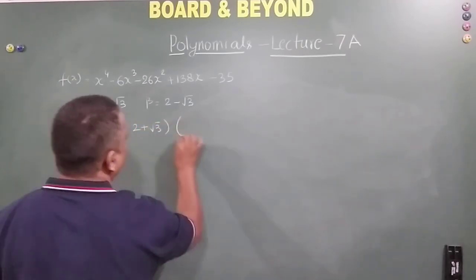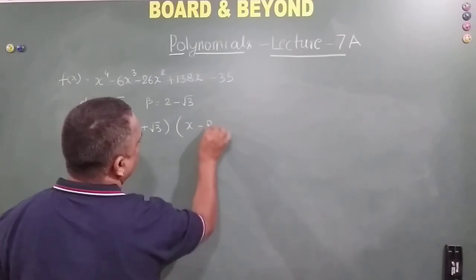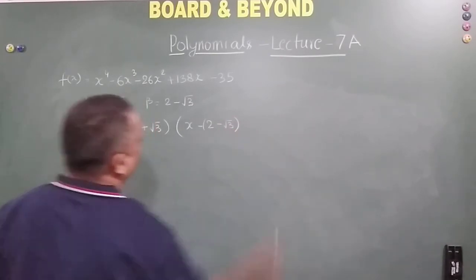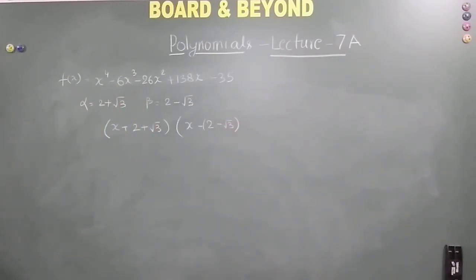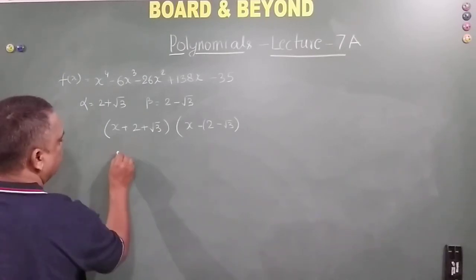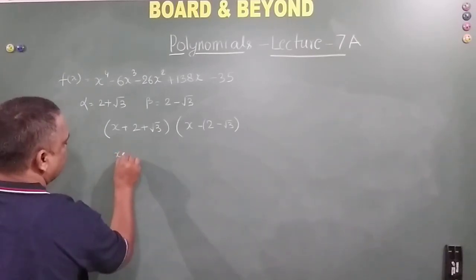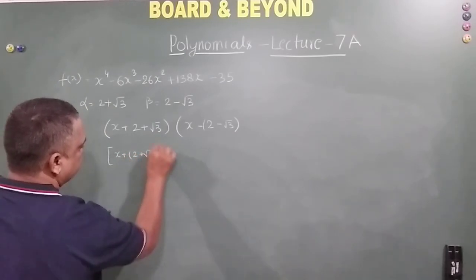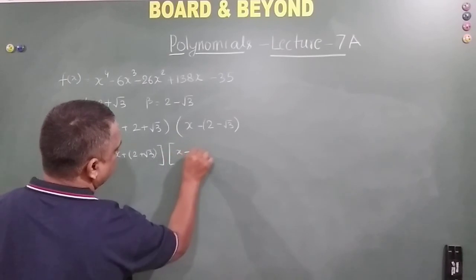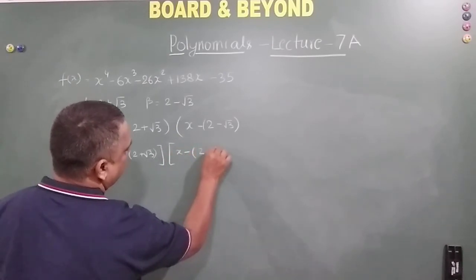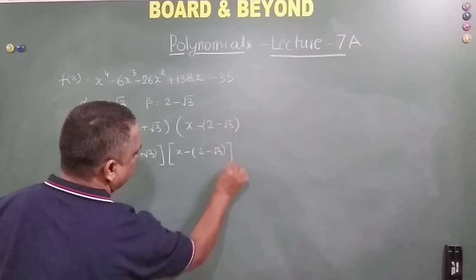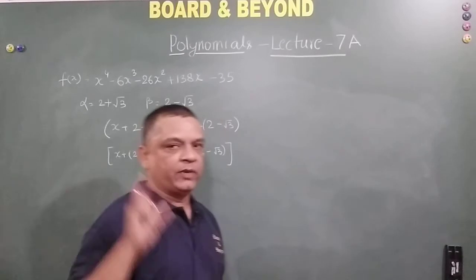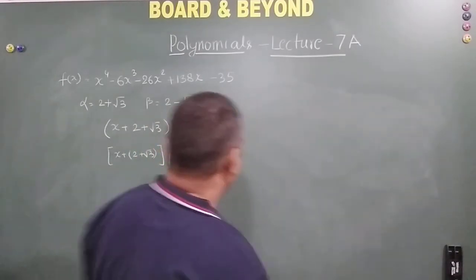and x minus 2 minus root 3 are the two factors for this polynomial. Okay. So we can write x plus 2 root 3 into x minus 2 minus root 3. So this is of the form a plus b into a minus b, which is equal to a square minus b square. You remember, my friends?